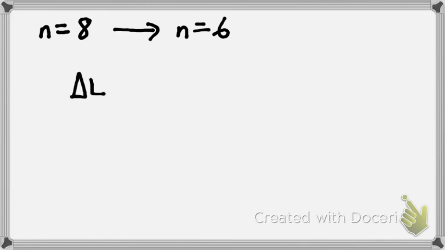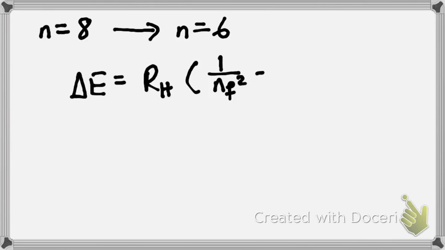And in question number one, we are tasked with finding the energy emitted and the emission wavelength for a transition in the hydrogen atom from N equals 8 to N equals 6. And so we know that this change in energy is equal to Rydberg's constant times 1 over the final N squared minus 1 over the initial N squared.